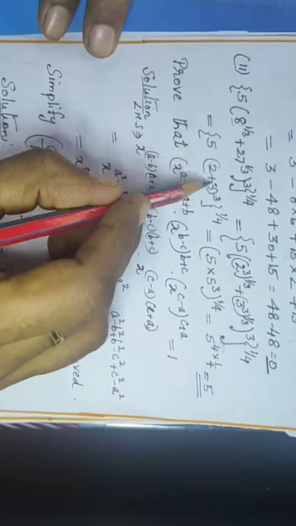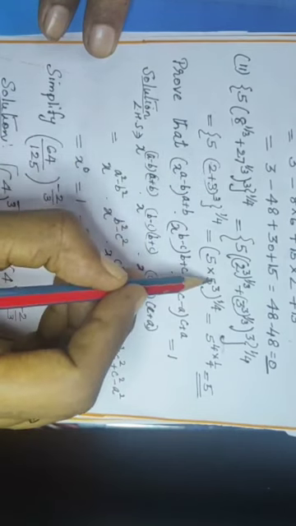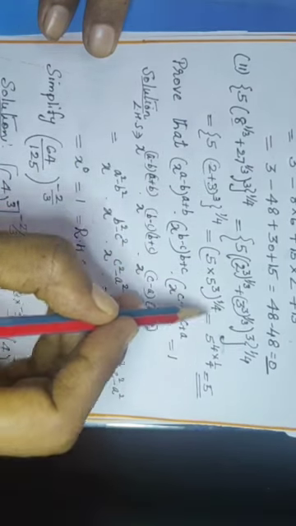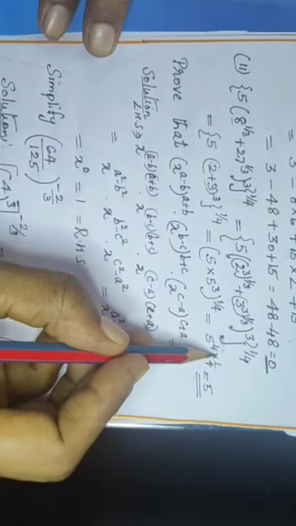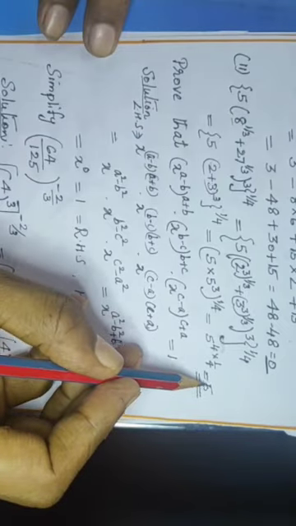Now 2 plus 3 is 5, 5 cube, so 5 into 5 cube whole raised to 1 by 4. That is, 5 into 5 cube is 5 raised to 4, 5 raised to 4 all raised to 1 by 4, that is equal to 5.